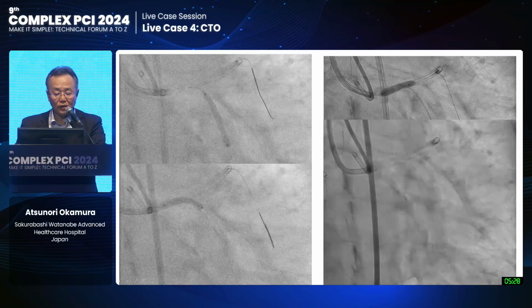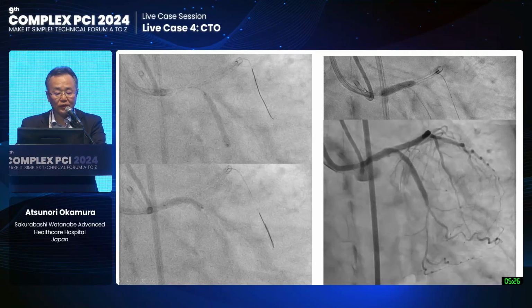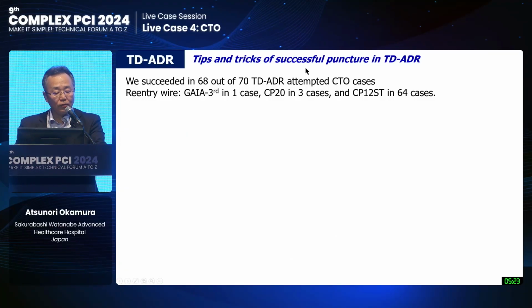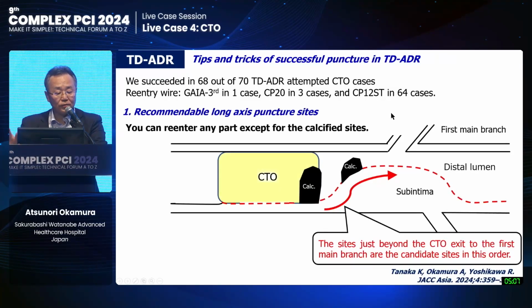Then we put the two stents and we recanalize like that. So we have already performed around 70 TD-ADR cases, and we succeeded in 68 cases. The re-entry wire was the Gaia side in one case, a Conquest 20 gram in 3 cases, and the Conquest ST wire in 64 cases. So I will show you some recommendations on how to do it.